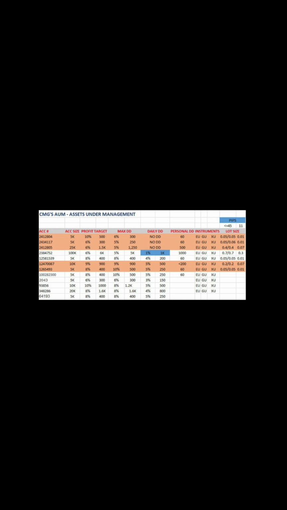If you check here, we see at the top CMG's AUM, assets under management. That's what we do. Now here we have account size, profit target, the max DD, that's maximum drawdown, daily drawdown, personal DD, instruments, and then lot size. This was prepared out of a trading profile, which I also use for my real account. So for every account, you have to have your trading strategy. You have your goal. For every account, set a goal.